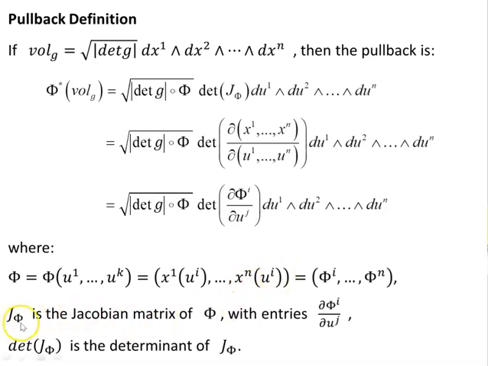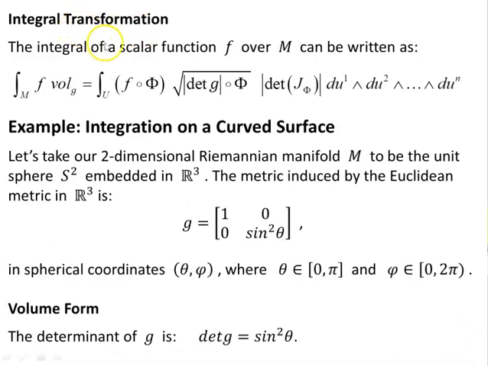Now J subscript phi is the Jacobian matrix of phi with entries partial phi i over partial uj, and the determinant of the Jacobian under this coordinate transformation is the determinant of J subscript phi. All right, so the integral transformation.